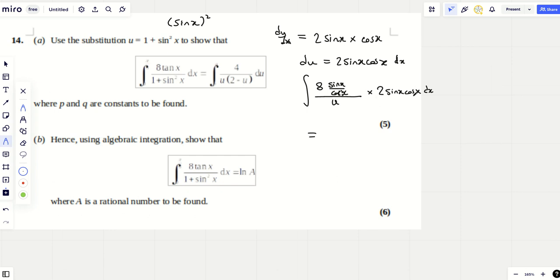Okay, great. Now what's going to happen here? The cos x's are going to cancel, and you're going to be left with 16, which I'm actually going to take outside the integral. And then can you see that you've got a sine squared x over u there?